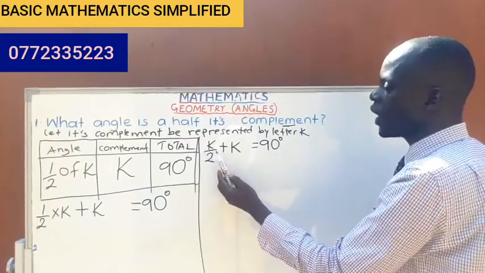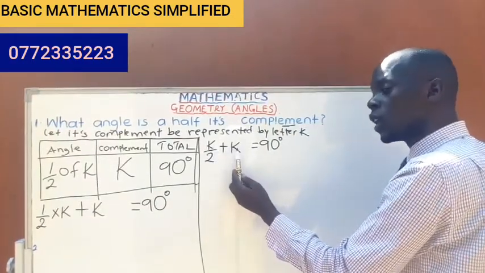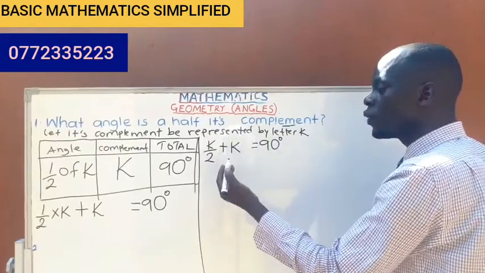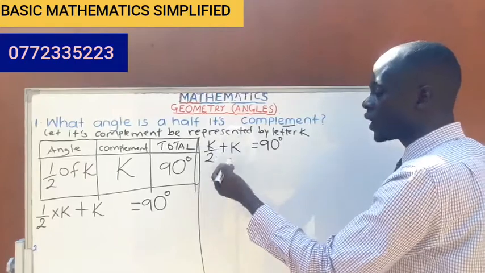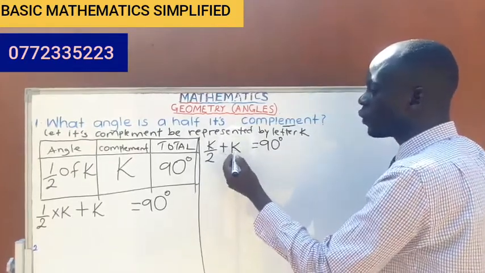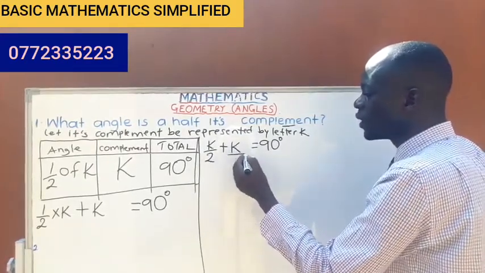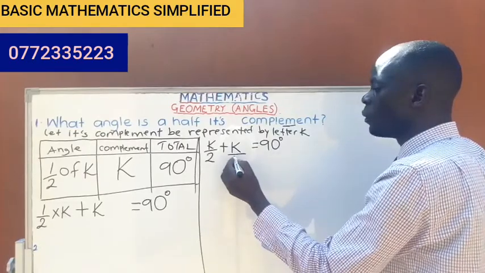Now from this point, avoid adding K plus K to get 2K. These figures have different denominators. These are letters, but they're representing some figures that we don't know. So this one, which has no denominator, is taken to be out of a denominator of 1.